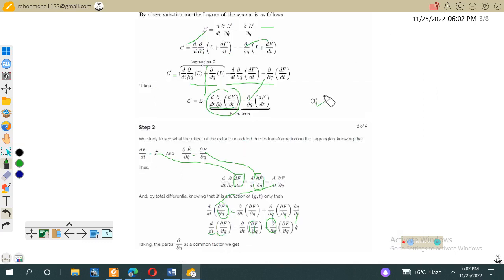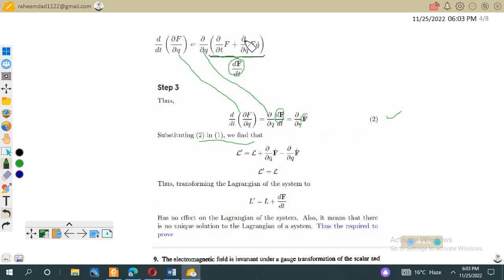This is equation number 1, as you are seeing. So L prime is equal to L plus, in place of this function we put equation number 2, and it leads to the following result: L prime is equal to L plus partial f dot over partial q, minus the term we have in equation 1, partial f dot over partial q. These two terms cancel out, so L prime is equal to L. It means that the addition of the additional factor does not influence the Lagrangian.